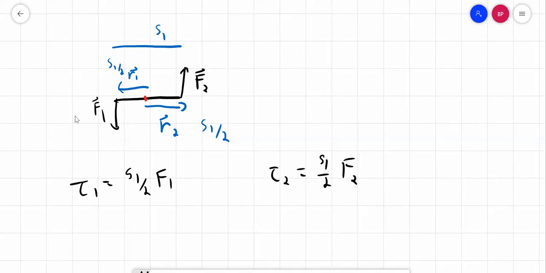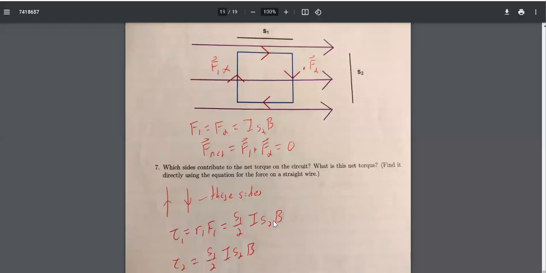And these torques also point in the same direction. Right? If we ignore this first force over here and just look at force 2, that's going to cause this thing to rotate around like this. And if we ignore F2 and just look at F1, that'll also cause this thing to rotate around like this. So the torques are in the same direction. We can just add them together.